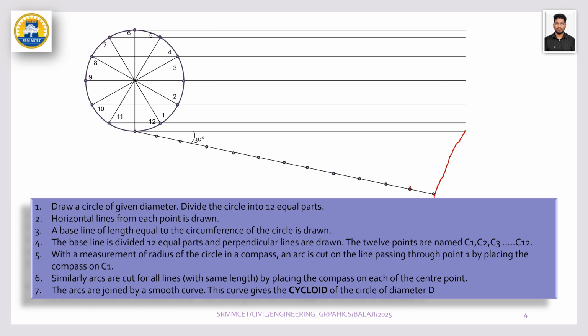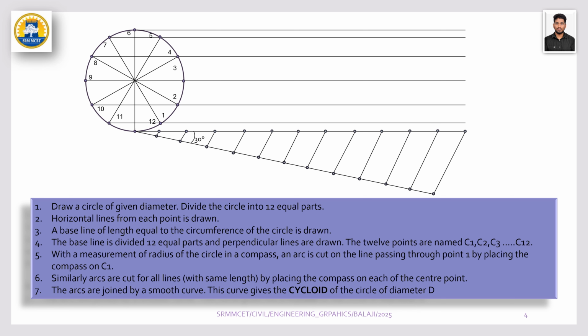Then use your drafter, and without changing the position of the drafter, draw lines parallel to the baseline from the 30-degree line, just like this. If we can see, the outcome will be like this.